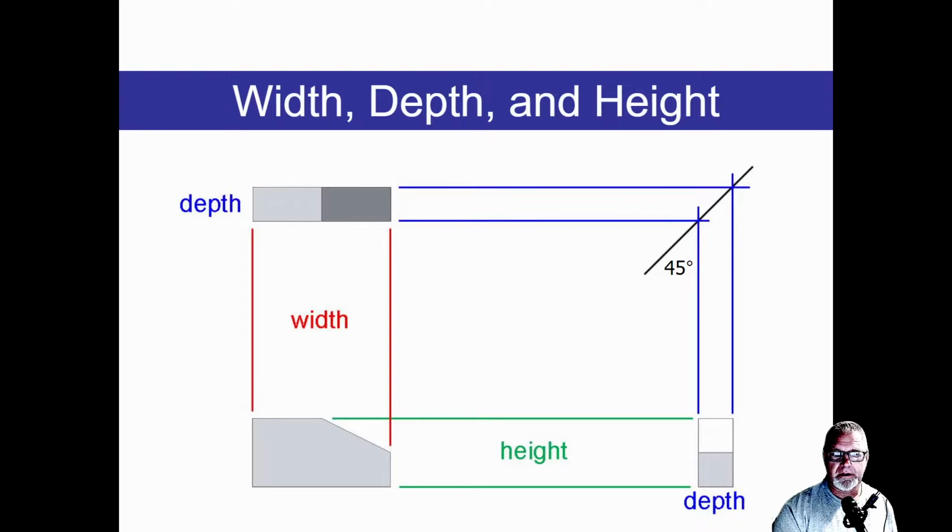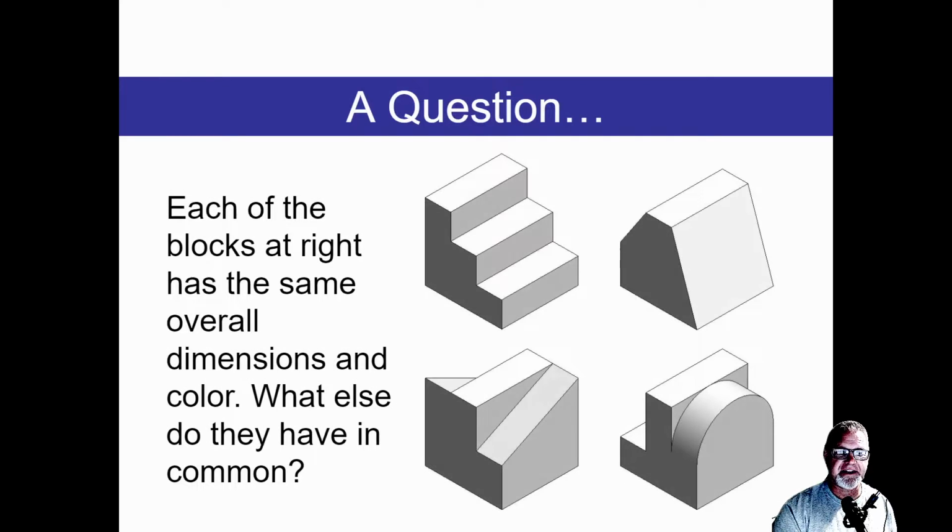Okay? All right. So, a question. Each of these blocks seen here have the same dimensions and color. What else do they have in common? They all look different, right? This one looks like stair steps. This one has alternating slopes. This one has two flats and a round. This one has one flat and two slopes. So how can they be the same? Do you see any similarities?